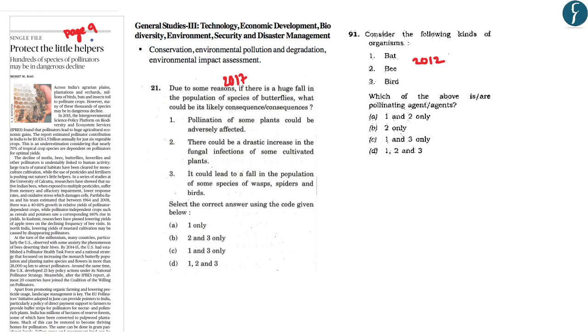The next article appears on page number 9. The title of the article is Protect the Little Helpers. This particular article discusses the species of pollinators under threat. So this particular article becomes important from the perspective of GS Paper 3 Environment under the subsection Conservation and Environmental Pollution. This article is also important because in previous year UPSC prelims questions have been asked with respect to the pollination.